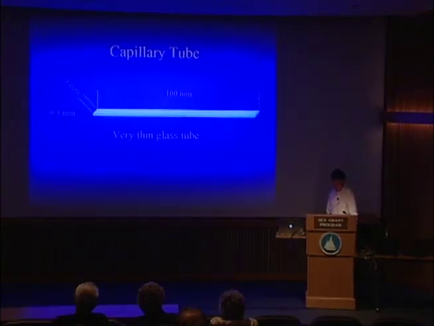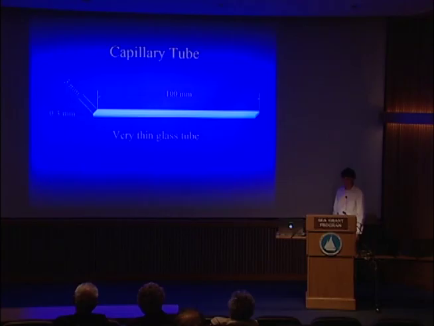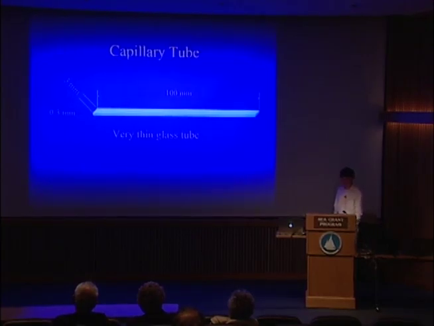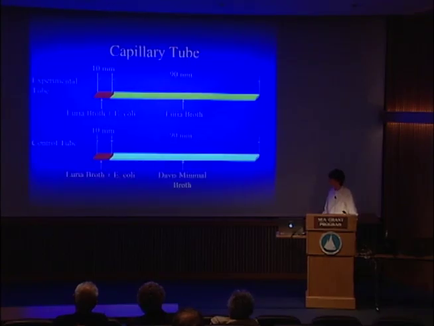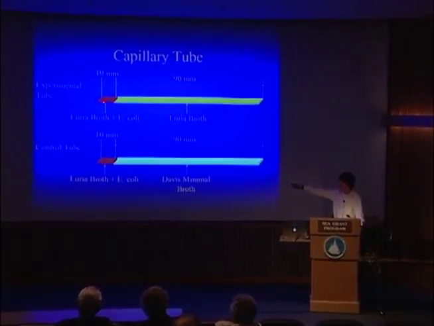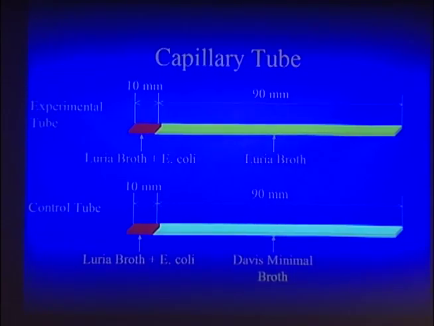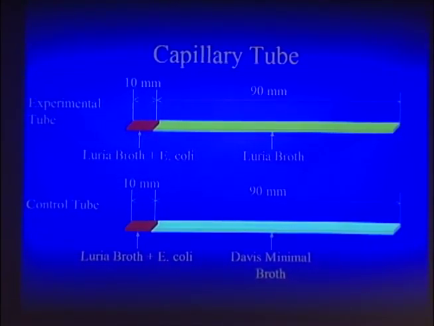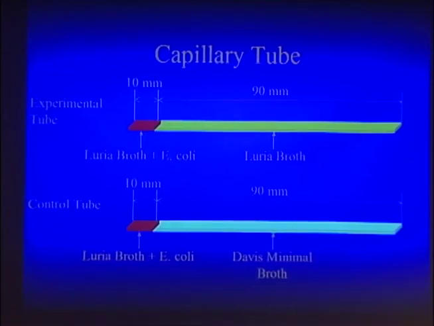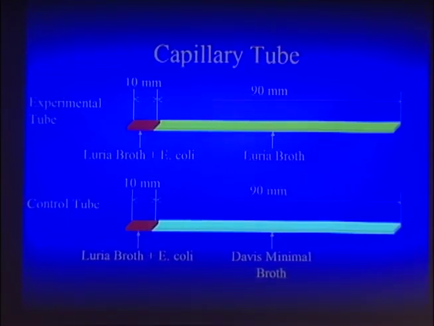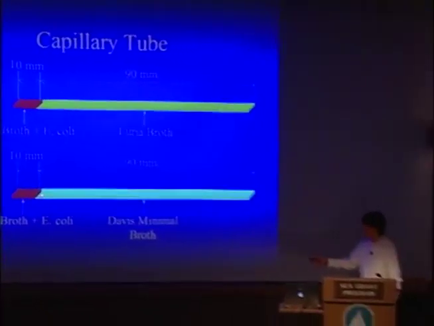Zooming in on the stage, there's a temperature probe here so that I could tell what temperature the stage was and adjust accordingly. And right here, there is a very thin glass tube called a capillary tube. The capillary tube that I was using is 0.3 millimeters thick, 3 millimeters wide, and 100 millimeters long. And it's pretty fragile. In my experimental tube, in the first 10 millimeters of the tube, I had a mixture of Luria broth and E. coli. The Luria broth is a liquid that is full of nutrients that E. coli like. They'll grow well under conditions like that. And the rest of the tube was just filled with Luria broth, no bacteria.